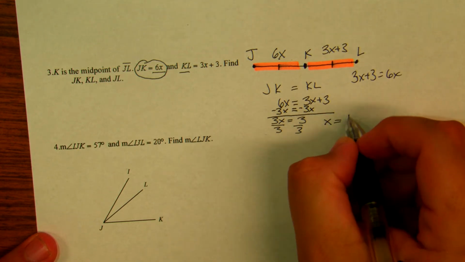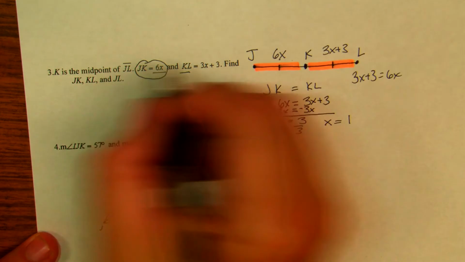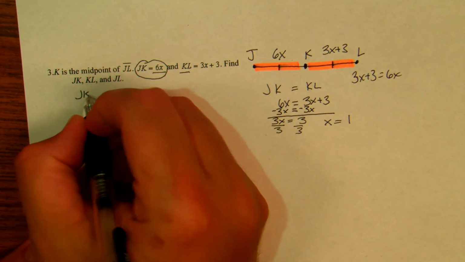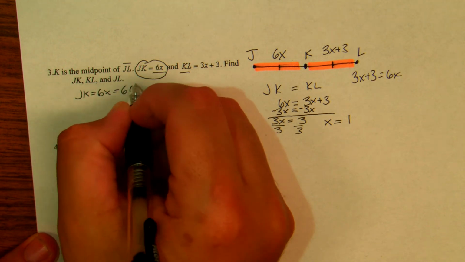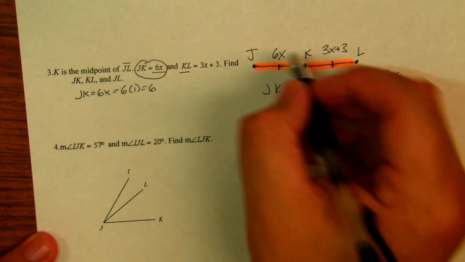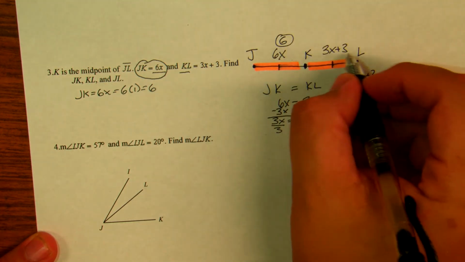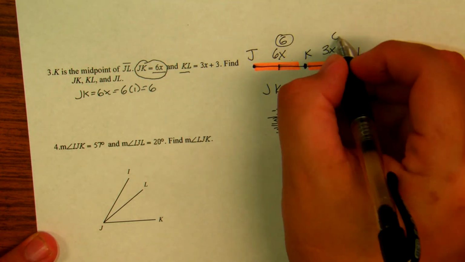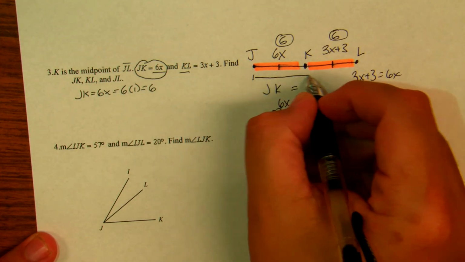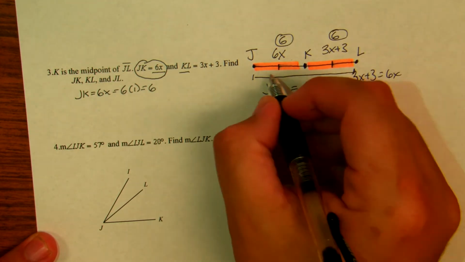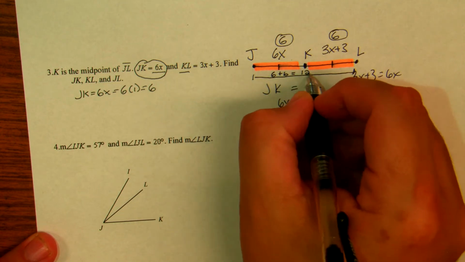1. So now we could go back up to here, or we could just say JK, which is equal to 6x, is equal to 6 times 1, which is 6. So I know this value is 6. So what would this value be? 6. And the whole thing is 6 plus 6, which is 12.